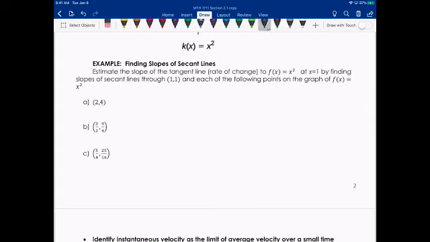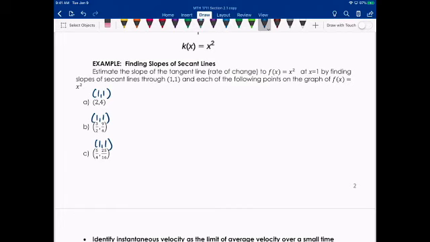So the first point that we're going to use is 2, 4. We're going to use the point 1, 1 because that's the point we're trying to approach, and we're going to start with the second point at 2, 4. Then with part B, we're going to move closer by going to 3/2 and 9/4. And then point C, we're going to get even closer using 5/4 and 25/16.